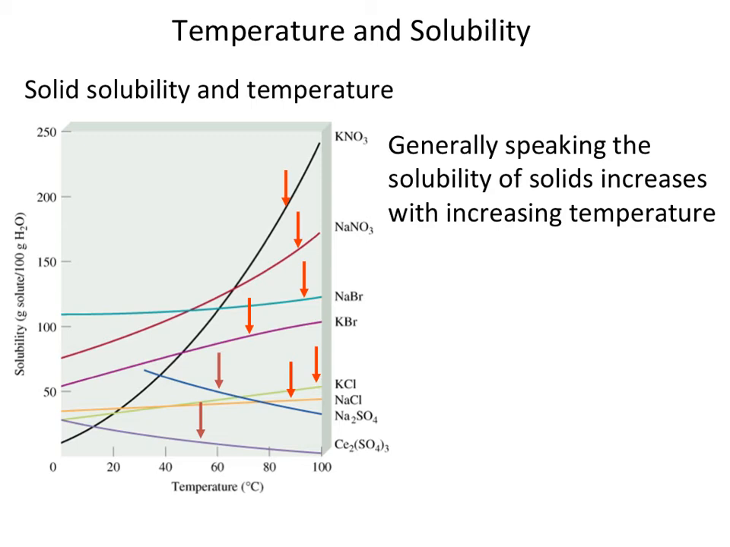We see that on this solubility chart here. Basically, these are our temperatures. These are the amounts of solutes that we can dissolve into a specific amount of solvent. And notice most of them increase as you increase the temperature. Now, there are a few exceptions to the rule. However, generally speaking, you could go with solids being more soluble at higher temperatures.